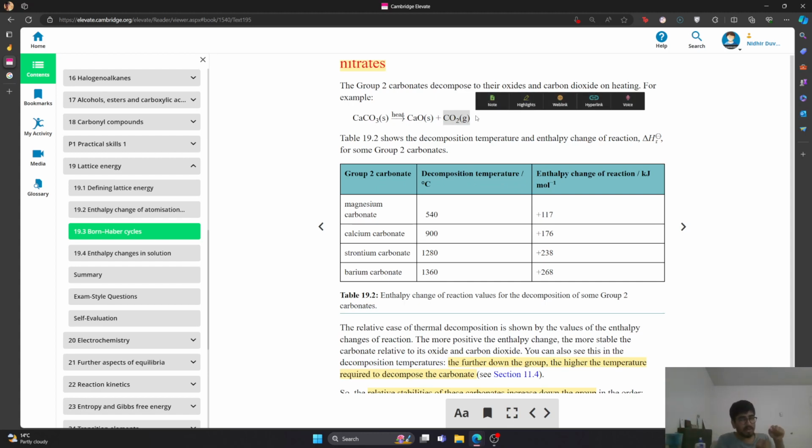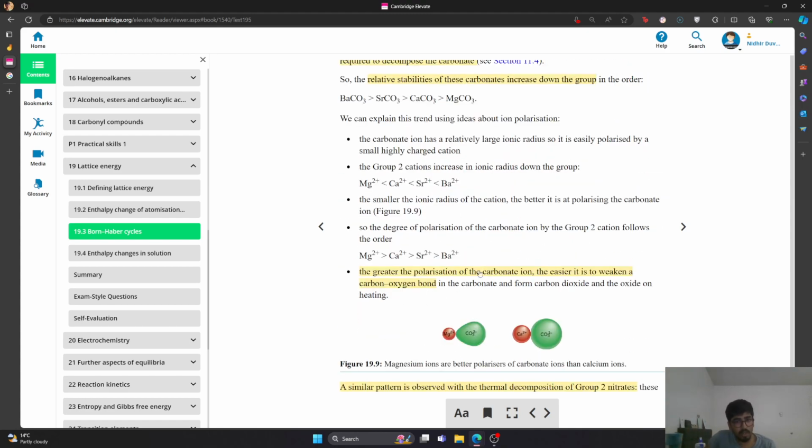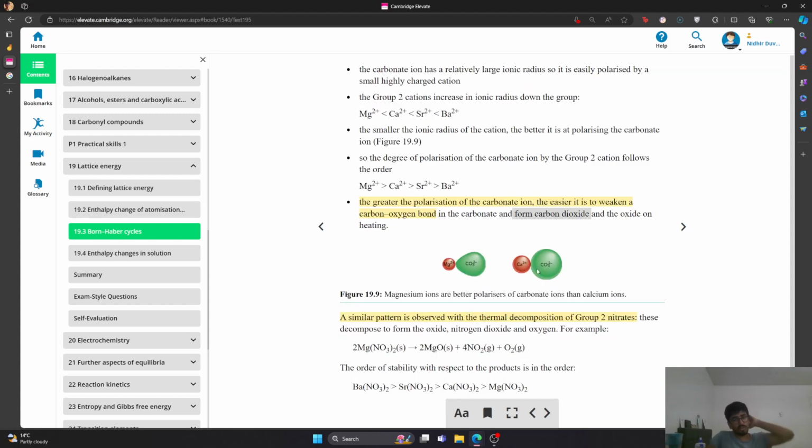If you take some of their electrons, it becomes easier for the far end to detach itself from the atom. That is why barium carbonate is very stable: it does not polarize the carbonate cloud that much, so it can't break away as freely as compared to magnesium carbonate, in which magnesium pulls the electron cloud toward itself, breaking that CO2 bond, and it can just go away. This is what they talk about here: the greater the polarization of the carbonate ion, the easier it is to weaken the carbon oxygen bond in the carbonate and form carbon dioxide. Just understand this sentence, go through it slowly, and you'll understand.